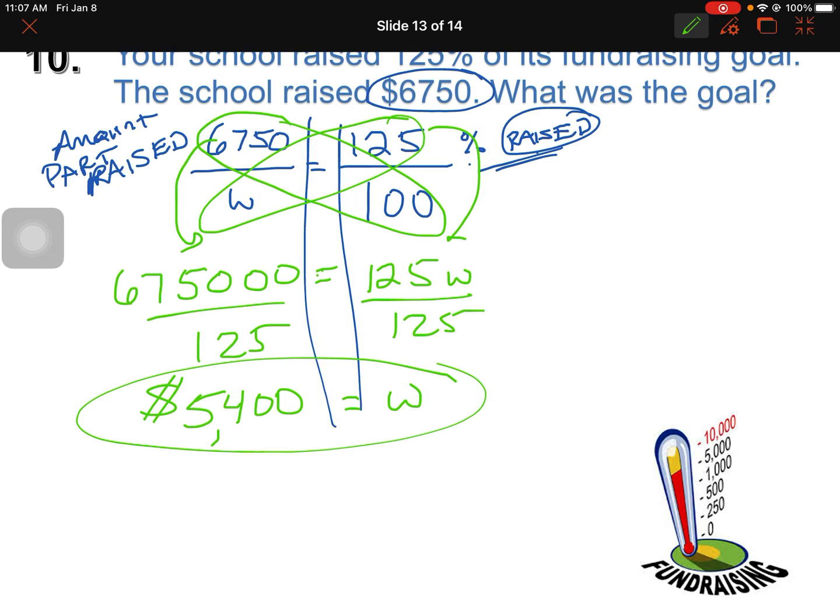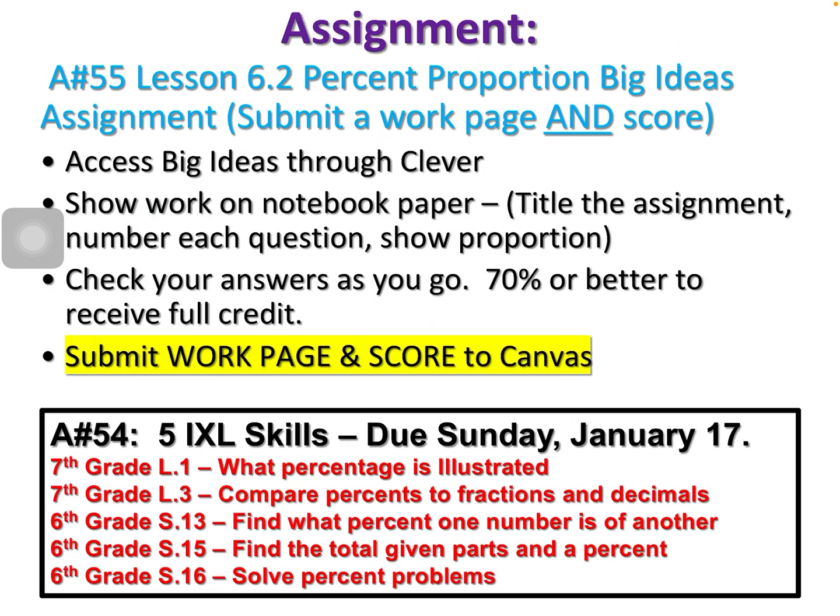Now, this is where if you accidentally put the 6,750 on the bottom, you would get an answer that is smaller than 6,700, and then your answer wouldn't make sense because then your goal, or the amount, your goal was bigger than what you raised, and in this case, you raised 125%, which means you raised more than what was expected, okay? So your answer makes sense. If your goal was 5,400, you went over 100% of that, so you should have made more money than 5,400, which 6,750 is. All right, so now we're done with the assignment, and here it is.